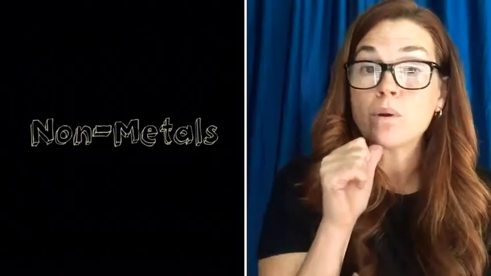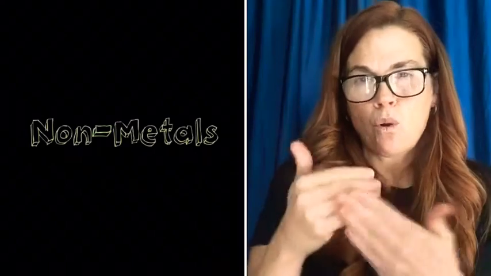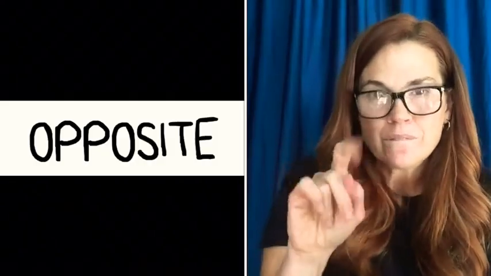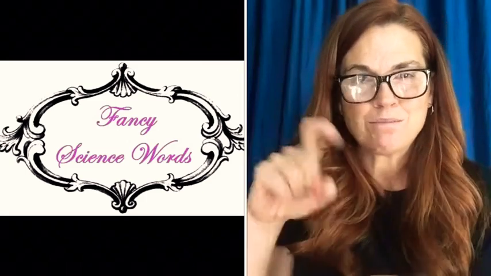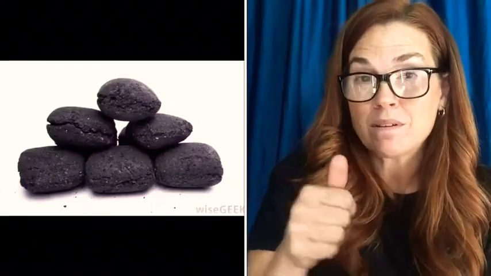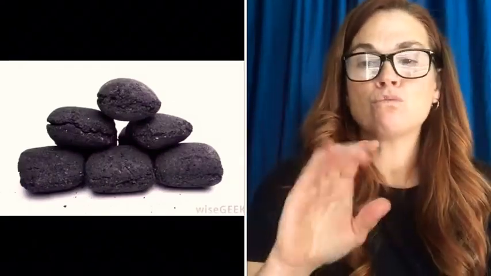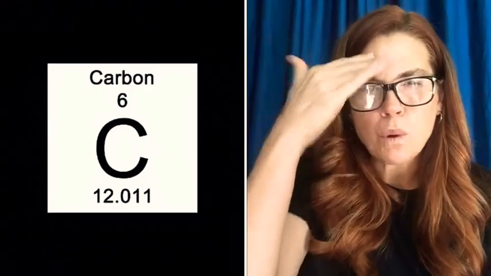Now for the nonmetals. Basically, all of their physical properties are opposite of metal properties. But of course, we need to use some fancy words to describe them. So here we go. First, nonmetals are dull, and I don't mean their personalities. I mean that they do not reflect light very well and are therefore not shiny. An example of a nonmetal being dull is charcoal, which is made of mostly carbon, a nonmetal. Charcoal is not shiny. It is very dull.